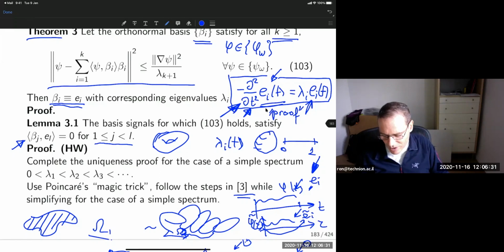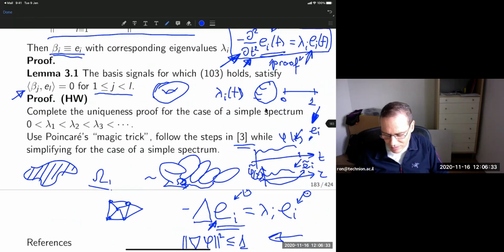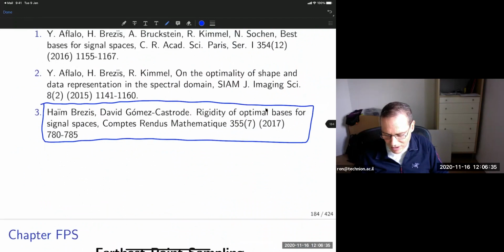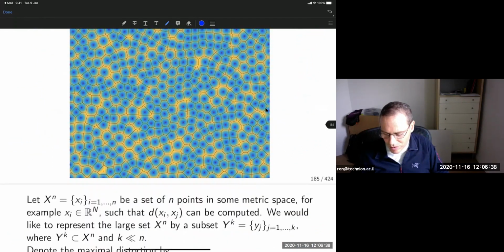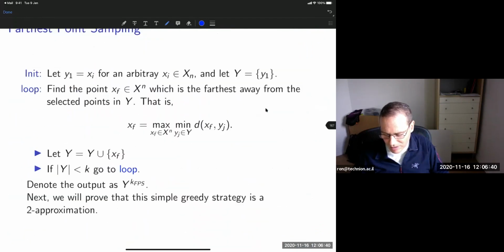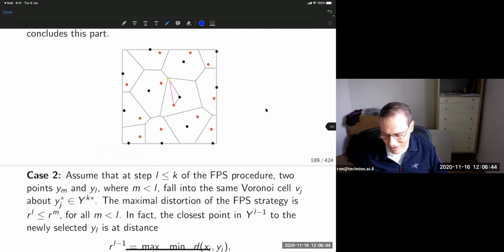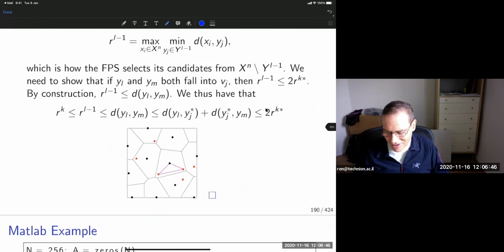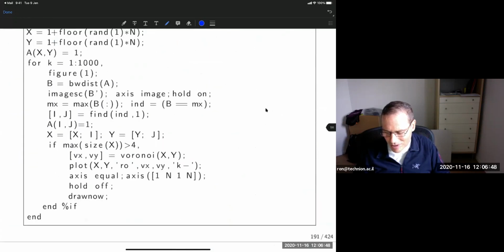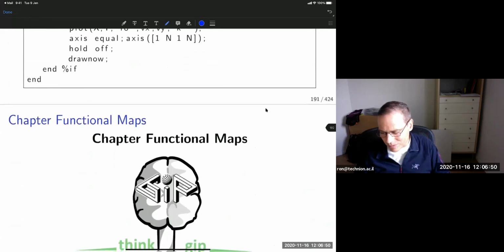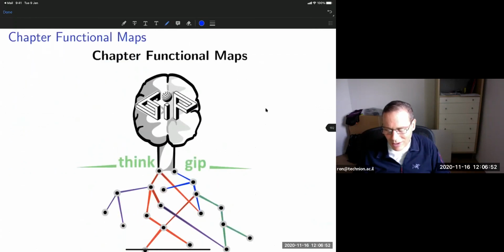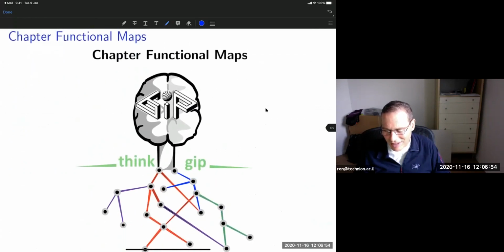So if there are no further questions, let me just tell you what we will talk about in the next lecture. I will push the furthest point sampling to the end because it is not within the flow of what we are talking about right now. It is a really cute thing of using the pigeonhole principle in order to prove a way of almost optimally sampling some data points. And in the next lecture, I would like you to think about the following problem.